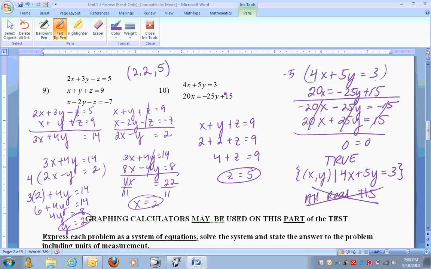Now, the next part is without your calculator, so be prepared to put your calculator away at this point in your test.